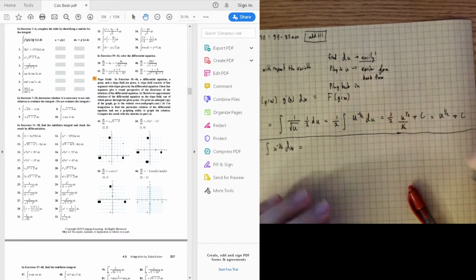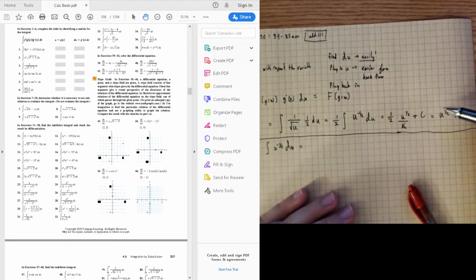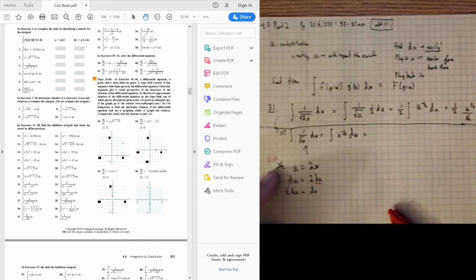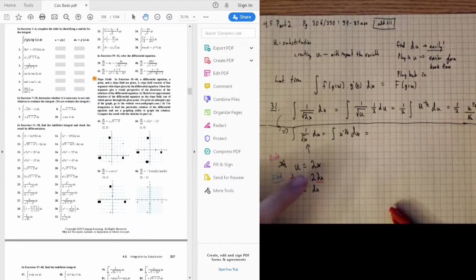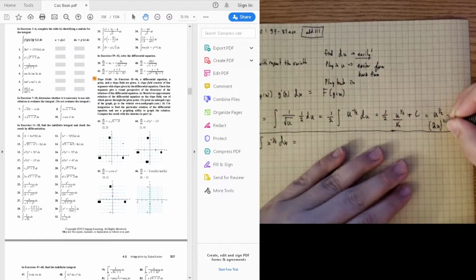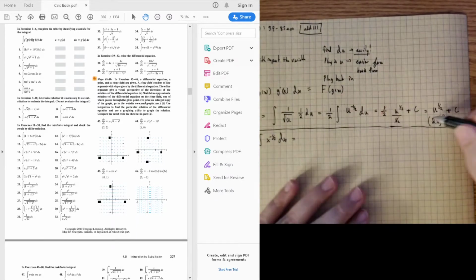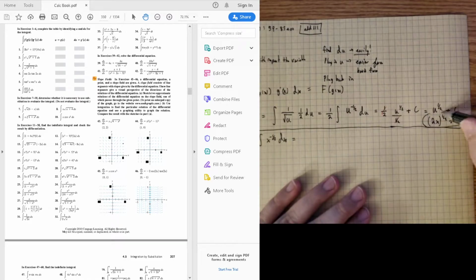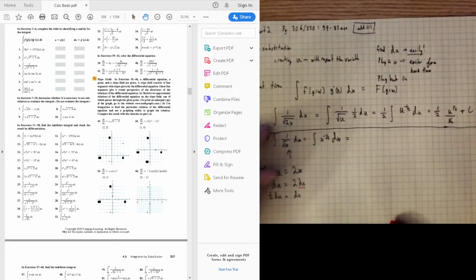We started the problem with x. We should finish the problem with x. So that's what I'm going to do. Everywhere there is a u, we know from before that it is equivalent to 2x. And this, as it turns out, is the solution to the original integral.